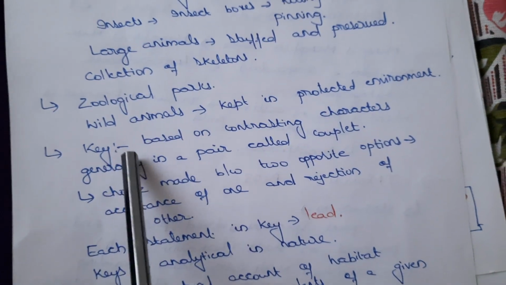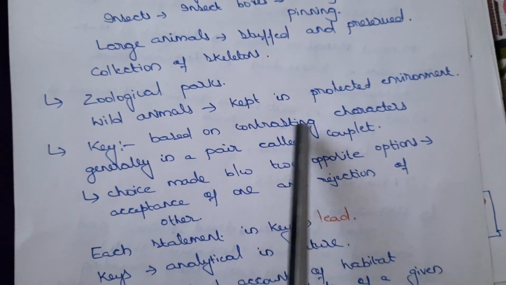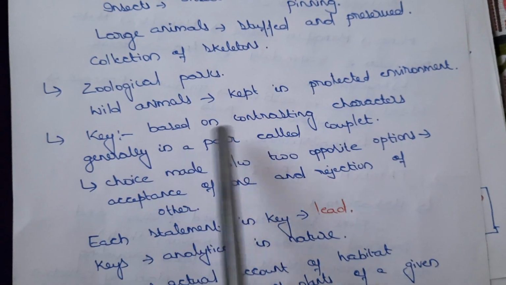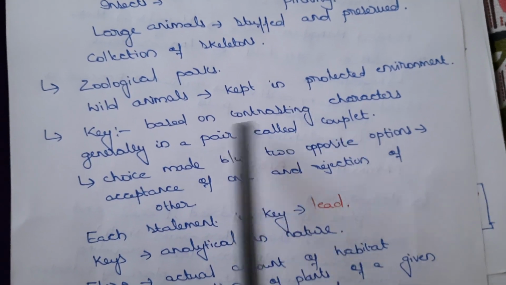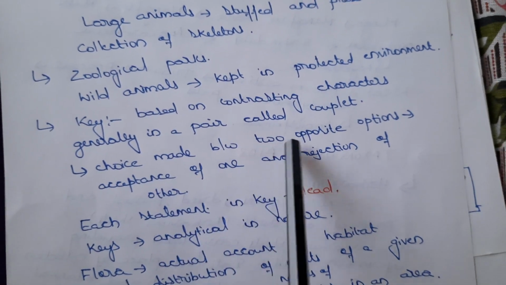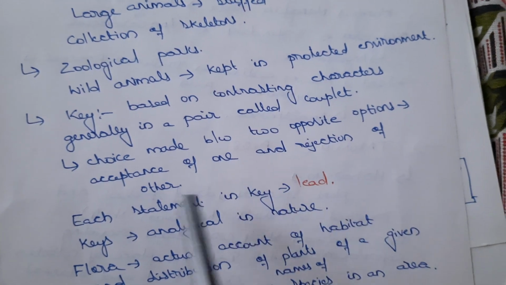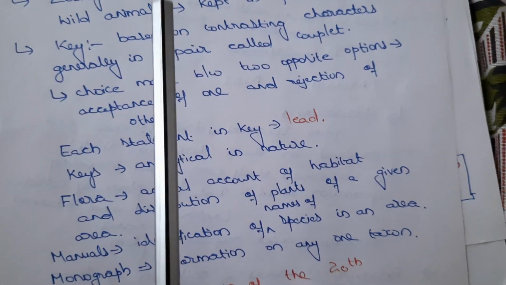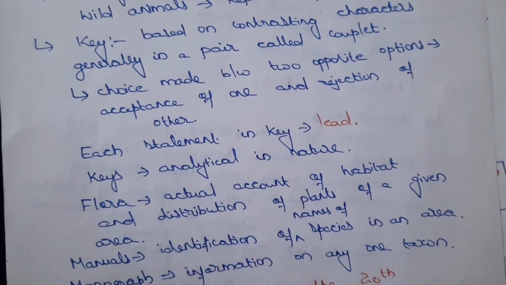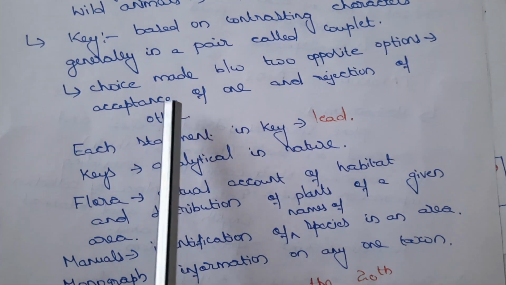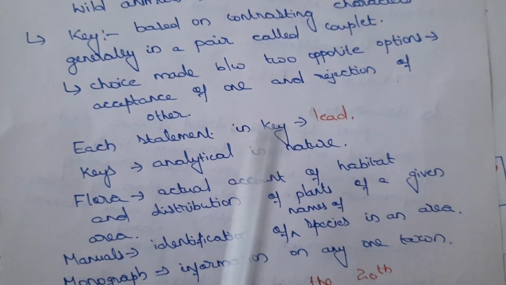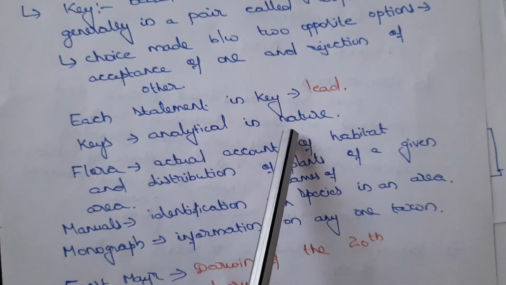Then we have key. So key is based on contrasting characters, generally in a pair called couplet. So here the choice is made between two opposite options and one is accepted and the other one is rejected. Each statement in a key is known as a lead. The keys here are analytical in nature.